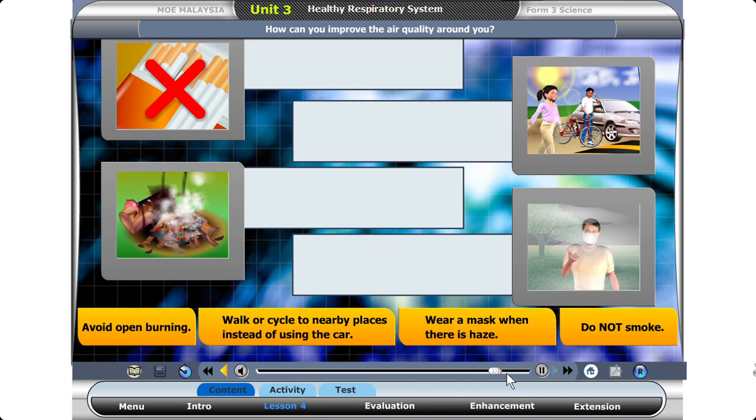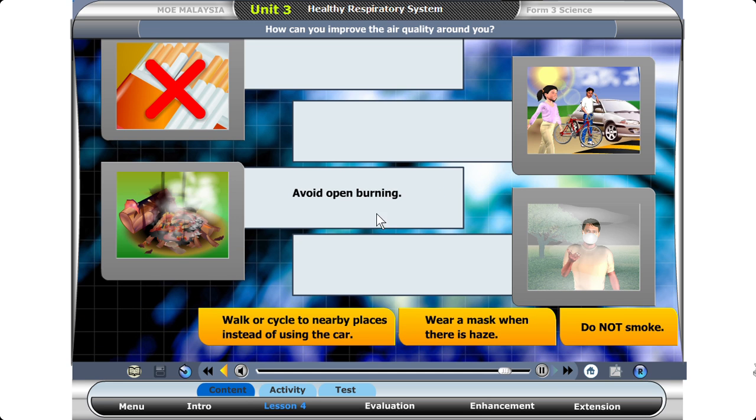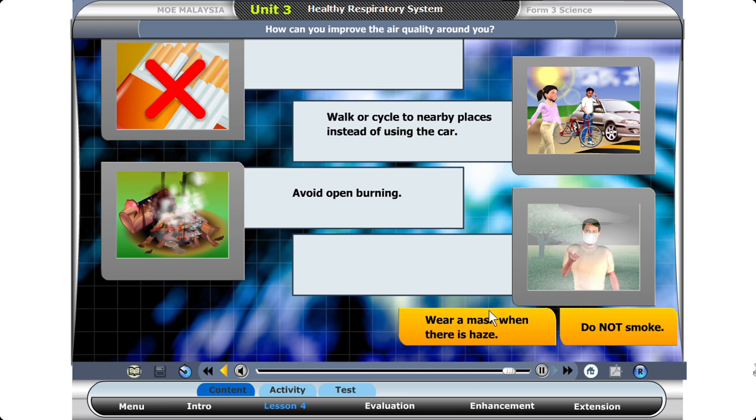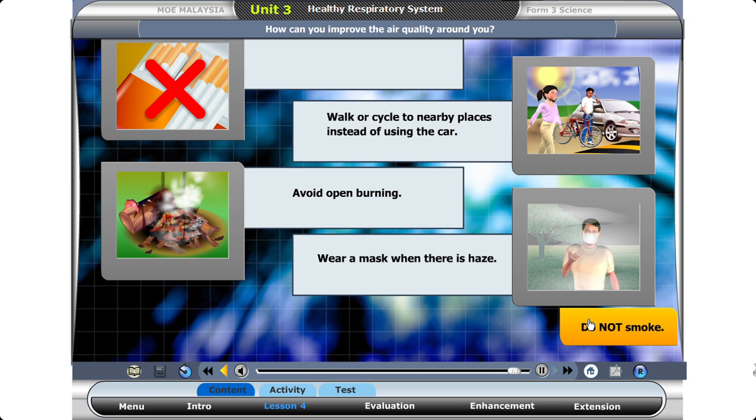Harmful substances that are in the air can cause diseases that affect the respiratory system. So, how can you improve the quality of air around you? What precautions can you take to protect your respiratory system?